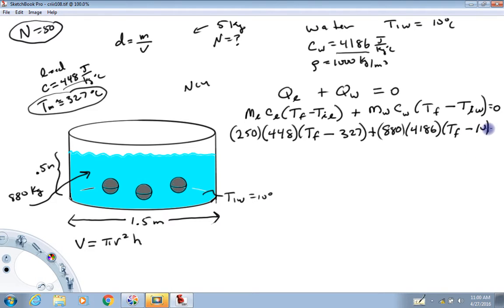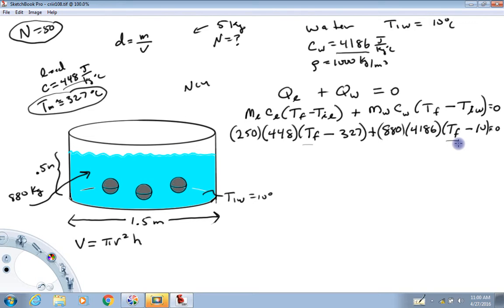And then equals 0. Putting in all these values, there's a T final on the left and a T final on the right. An important thing to realize is heat transfer will occur until the water and the lead are the same temperature. So those T finals are the same, and now it's a matter of just solving this for T final.